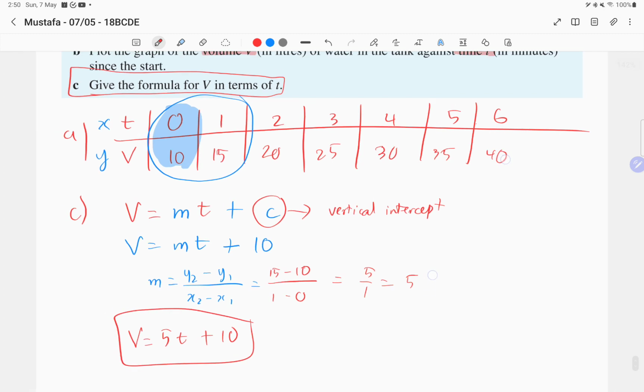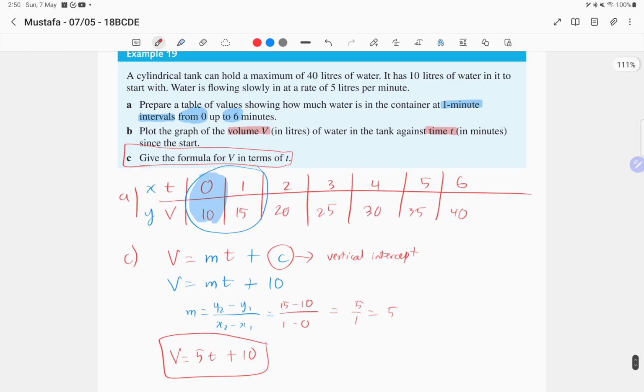If you notice, they actually already told you the answer in the question, because it's increasing at the rate of 5 liters per minute.